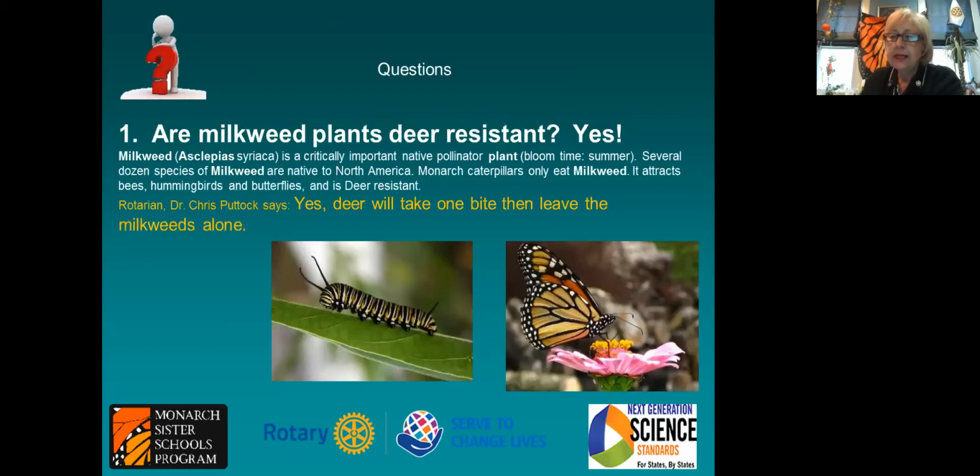Are milkweed plants deer resistant? Yes, they are. So if you have trouble with deer coming in your backyard and eating all of your plants, just plant milkweed and they'll go to your neighbor's garden.